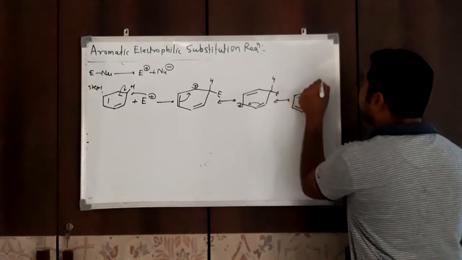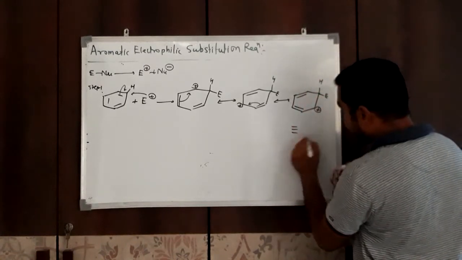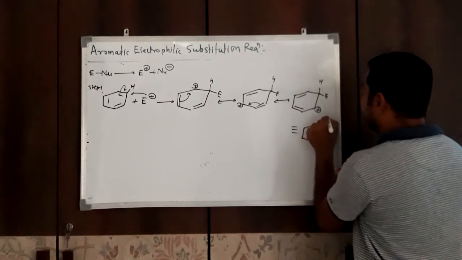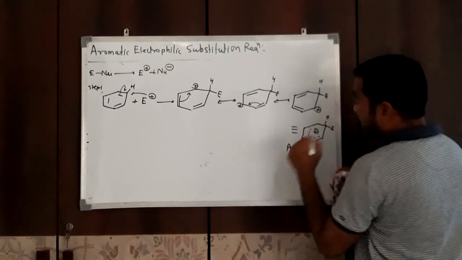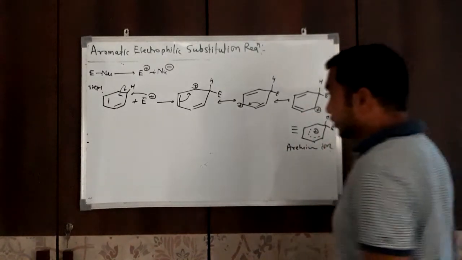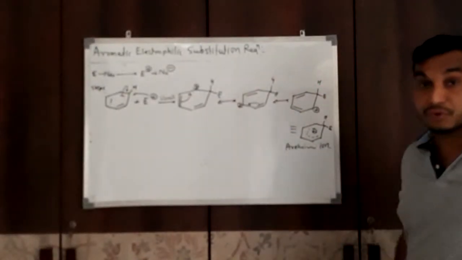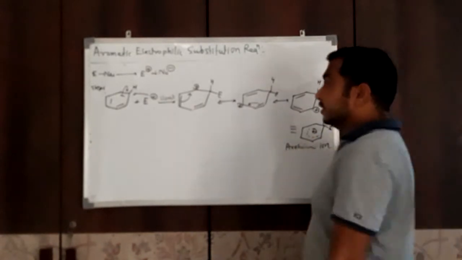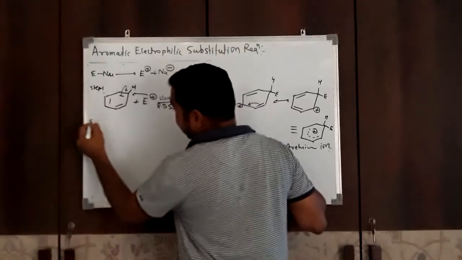And then the common structure is this, that is called the arenium ion. So this is step 1. Step 1 is slow because there is a conversion of an aromatic compound into a non-aromatic compound. So that's why it is a slow step, and it is known as the RDS step, the rate determining step.